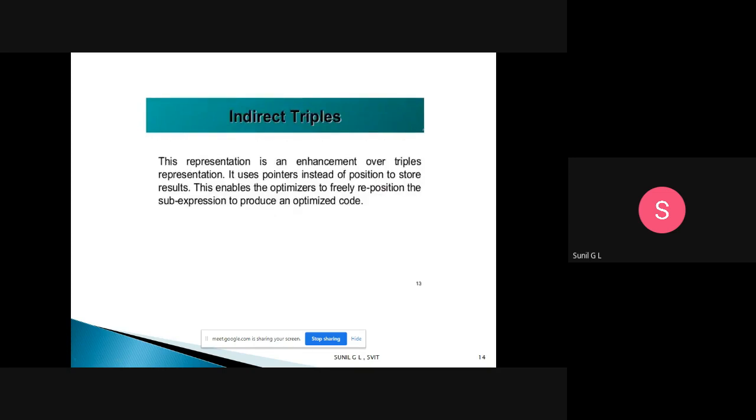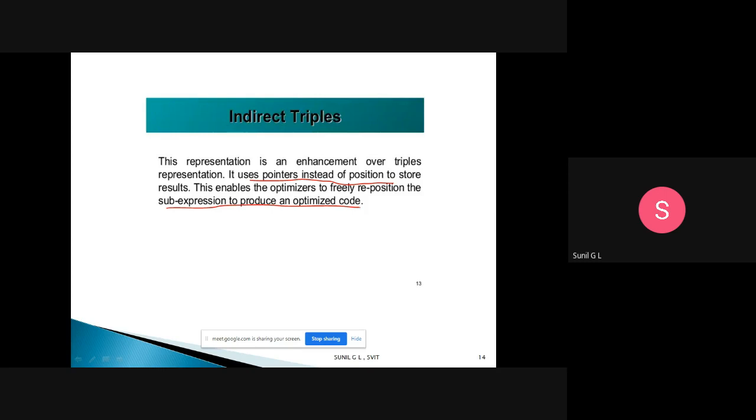Then the last one is indirect triples. Here in indirect triples, we use the position of the expressions or sub expressions in triples to represent the result. This representation is an enhancement over the triples representation. It uses pointers. See here, it uses a pointer instead of a position to store the result. That's why we call it indirect triples. This enables the optimizer to freely reposition the sub expression to produce optimized code.